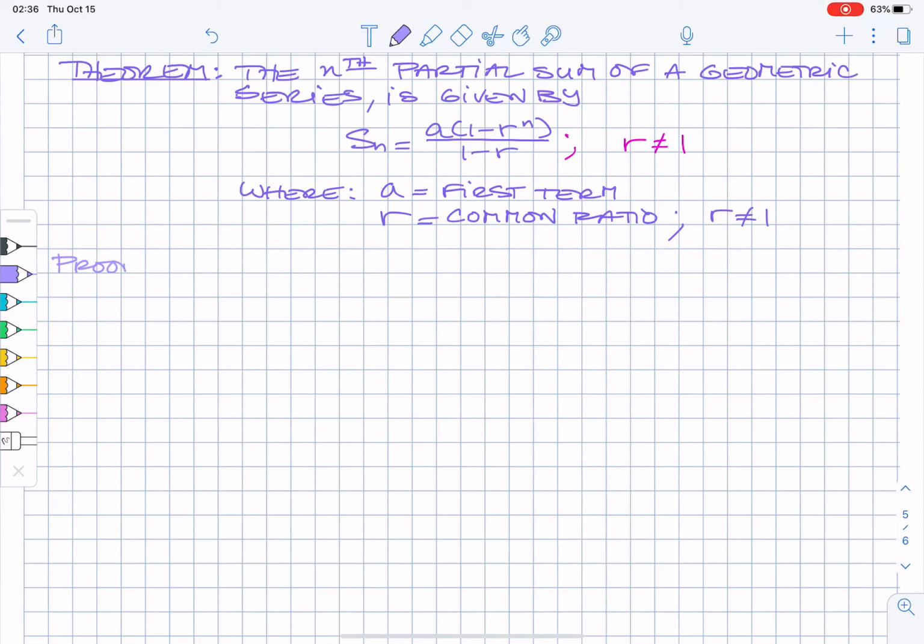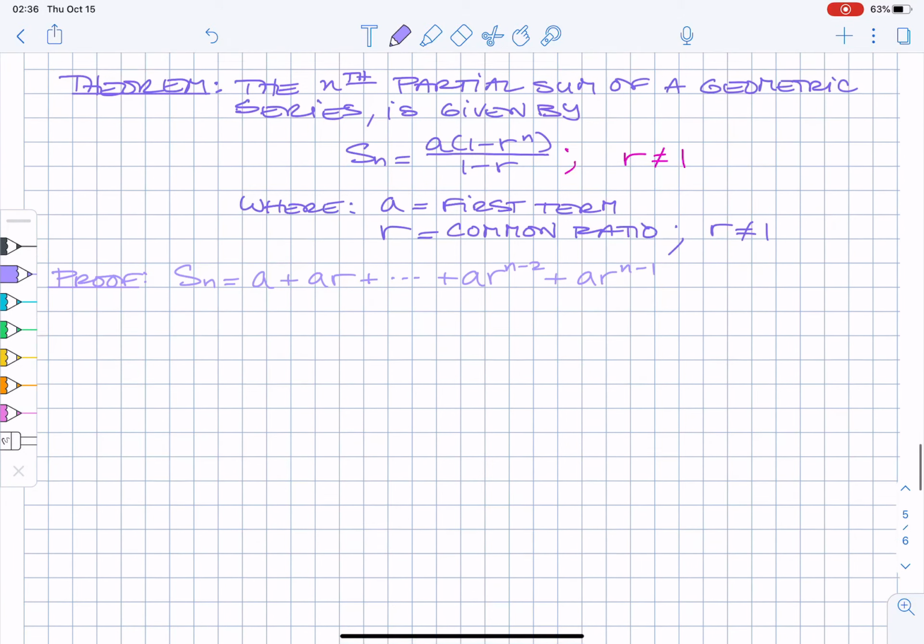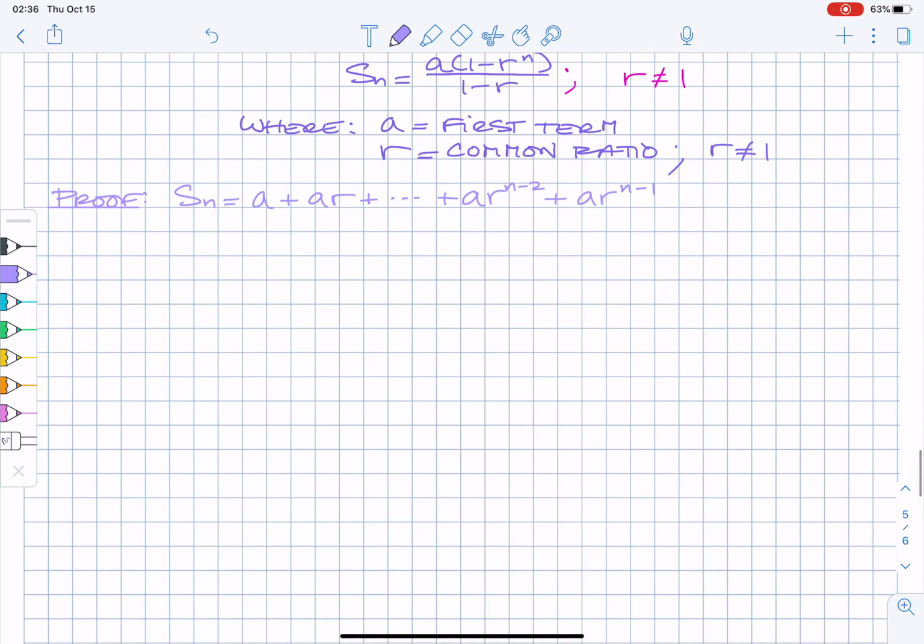Proof. Okay, so the nth partial sum of a geometric series. Well, what is a geometric sequence? It's ar to the n minus 1, right? So it's going to be a plus a times r plus dot dot dot plus ar to the n minus second plus ar to the n minus first, right? It's always to the n minus first.